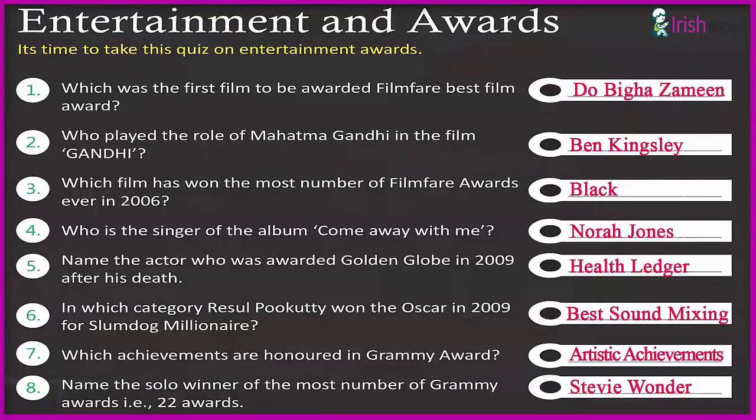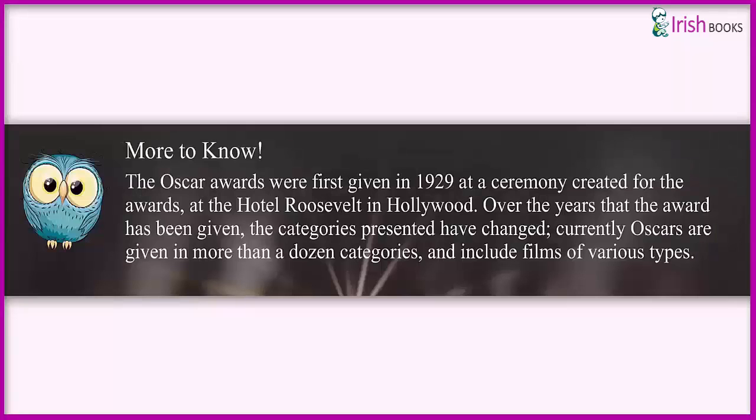Entertainment and awards. It's time to take this quiz on entertainment awards. More to know. The Oscar Awards were first given in 1929 at a ceremony created for the awards at the Hotel Roosevelt in Hollywood. Over the years that the award has been given, the categories presented have changed. Currently, Oscars are given in more than a dozen categories and include films of various types.